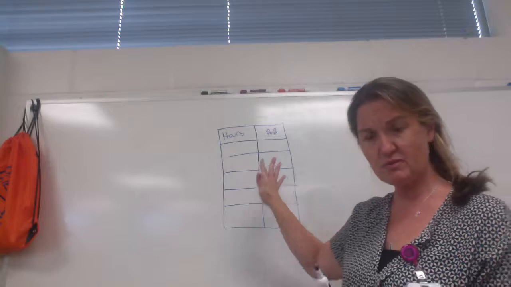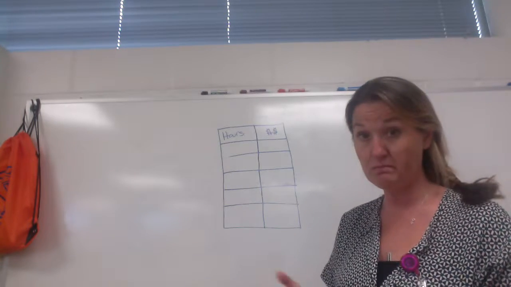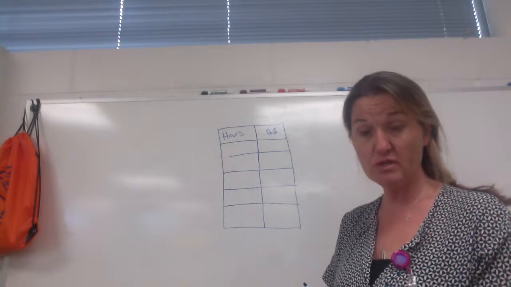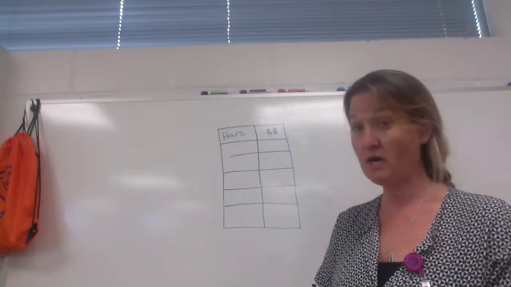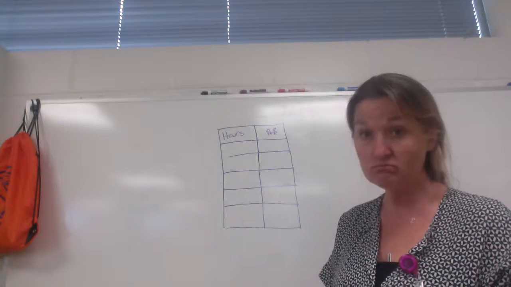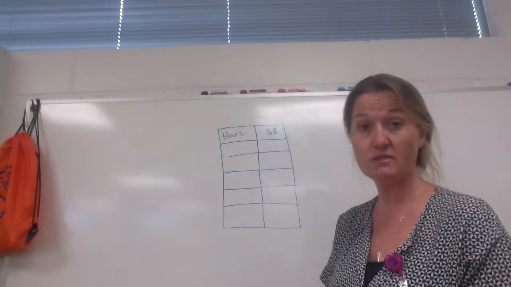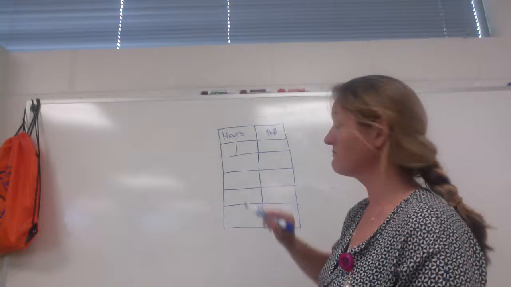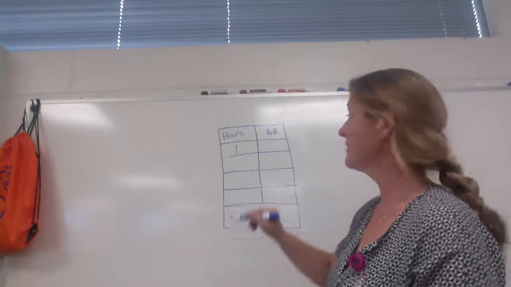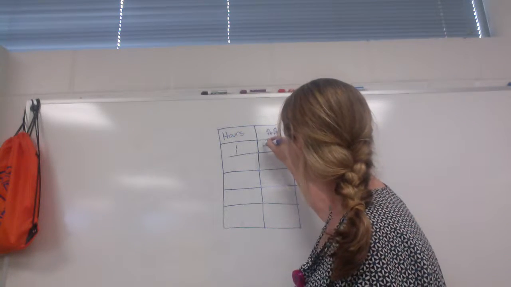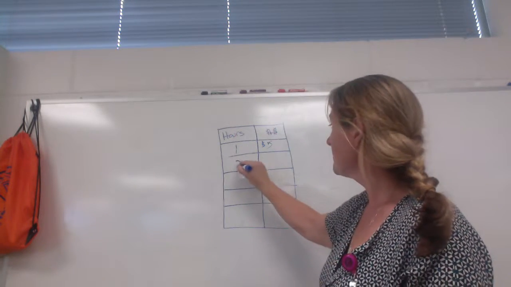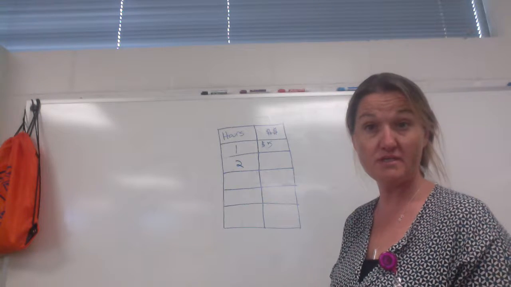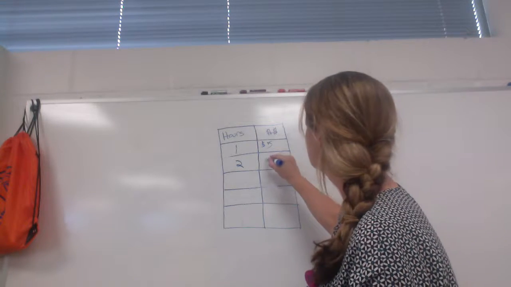So I've set up a rate table for, let's say, Bob. Okay, Bob got a job. He gets paid $5 for every hour he works. Let's fill this in and see how much money he makes. So he works 1 hour. How much money is he going to make? $5. He works 2 hours. How much money is he going to make? He's going to make $10.